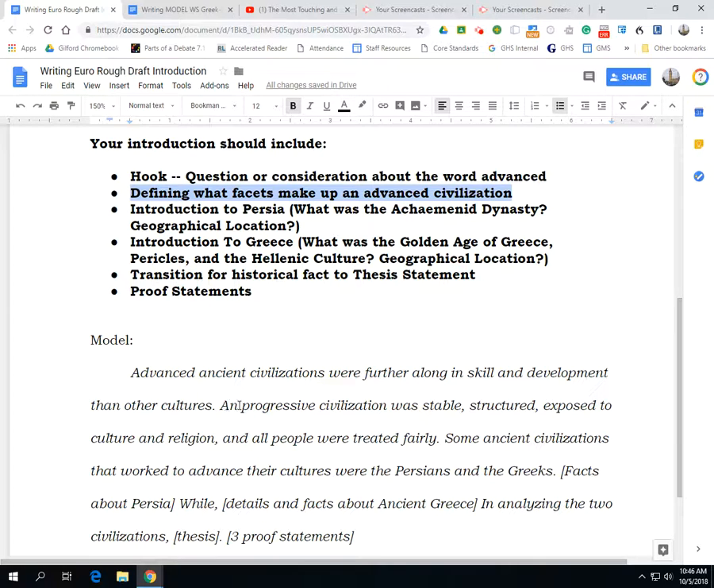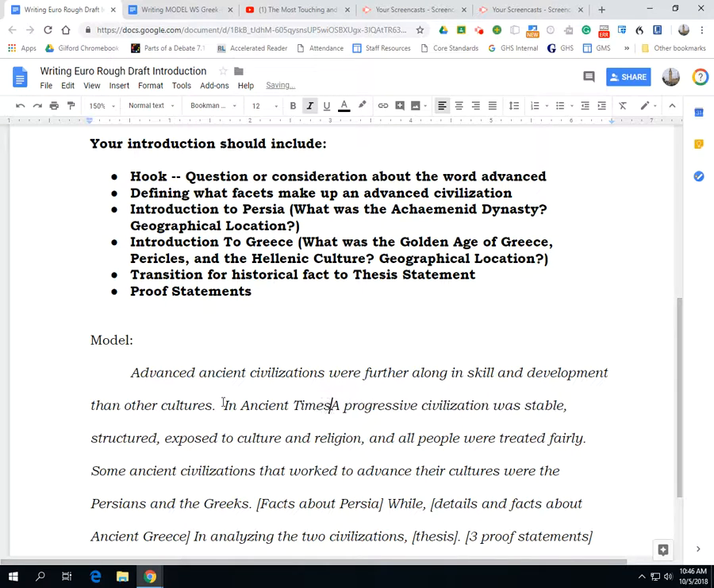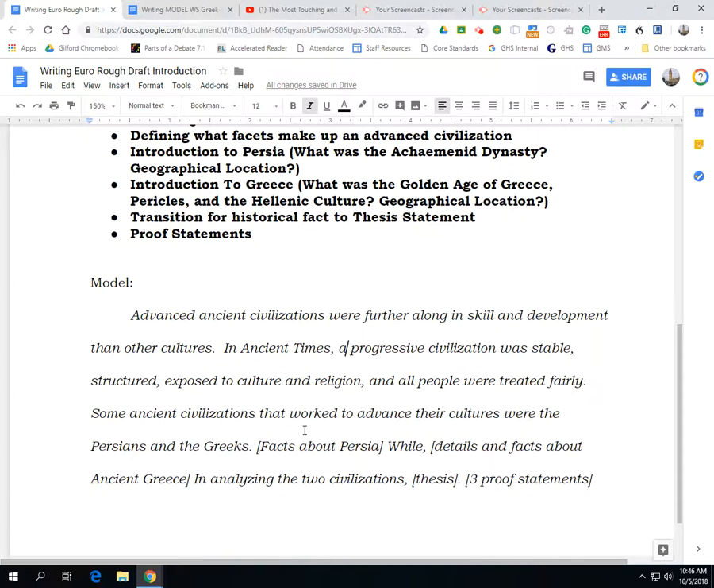So, my next sentence is, a progressive civilization was stable. I could even say, if I'm wordsmithing right now on the spot, I could say, in ancient times, a progressive civilization was stable, structured, exposed to culture and religion, and all people were treated fairly. So I kind of am giving the reader a general view about what I consider to be something that is advanced in ancient times or progressive for a civilization as they move forward.